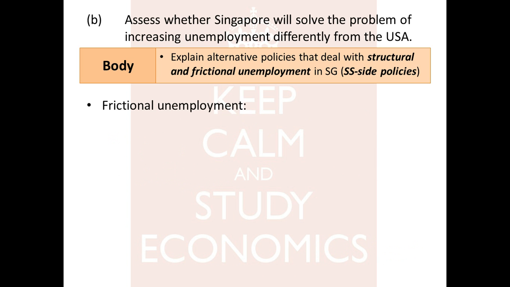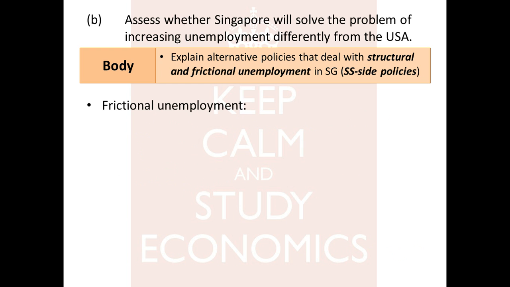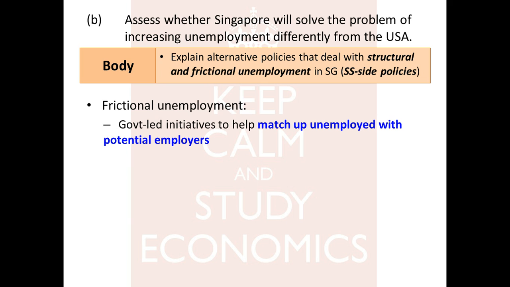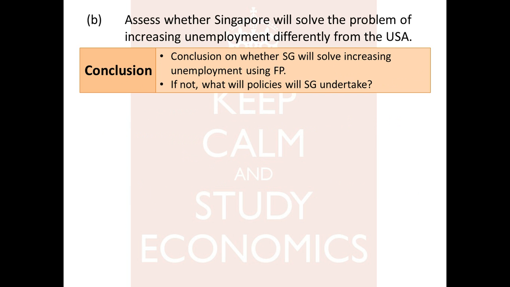Now for frictional unemployment, very simple. Basically, like I said, frictional unemployment is people taking a long time to find the jobs that they want, right? So what do you do? You help to match up the unemployed people to the potential employers. How do you match them up? Basically things like job fairs, and job fairs in easily accessible locations like community centers, and also having employment agencies to sort of collect information on potential employers and employees. Okay. So now let us just conclude the essay.